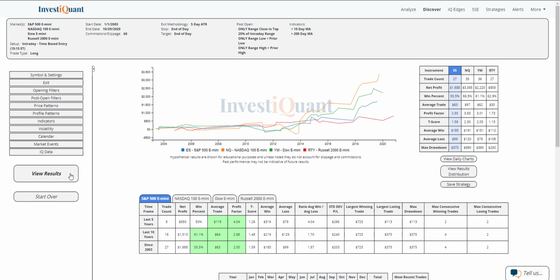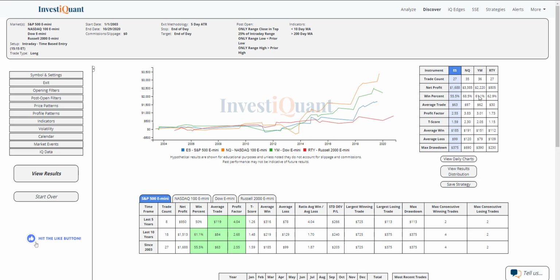And here we go. So these are the results of going long at 3:15 p.m. Eastern Time, exiting at the close, 4:15 p.m. Eastern Time, when you get an outside day forming and you're trading in the top 25% of the intraday range as of 3:15 p.m. Eastern Time. This is taking place below a 10-day simple moving average, but above a 200-day simple moving average. Historically, the S&P has 27 samples, NASDAQ 35 samples, the Dow 36 samples, and the Russell 27 samples.